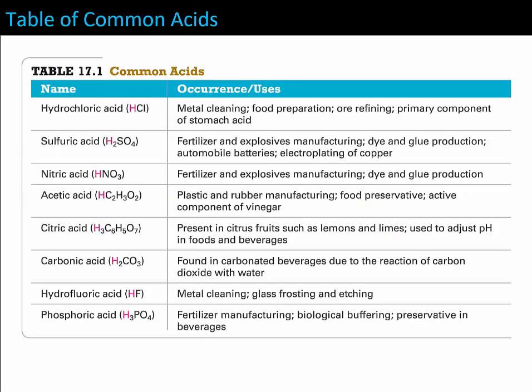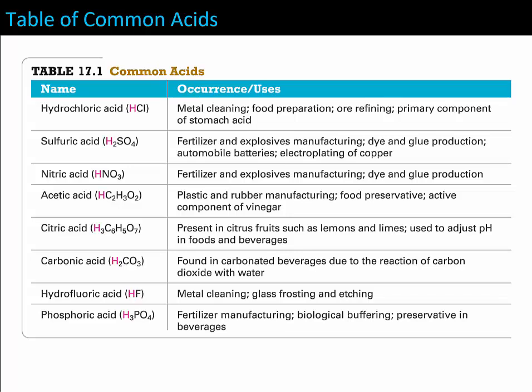So here are some common acids. Hydrochloric acid, it's used for metal cleaning. It's also called muriatic acid. Sulfuric acid, the most common industrial chemical in the world. It's used in fertilizers and explosives manufacturing, dye, glue production, automobile batteries, electroplating copper.